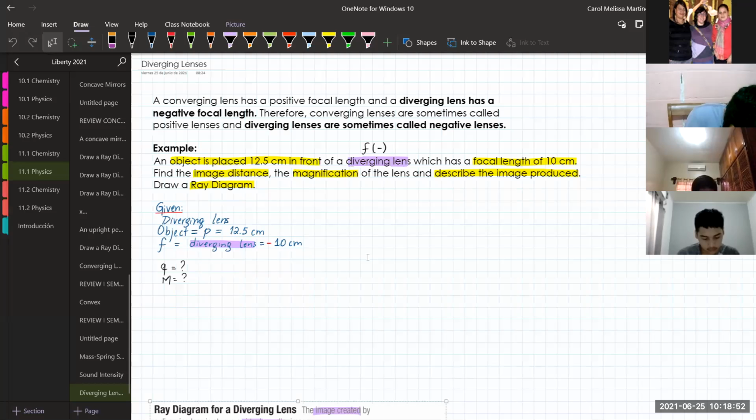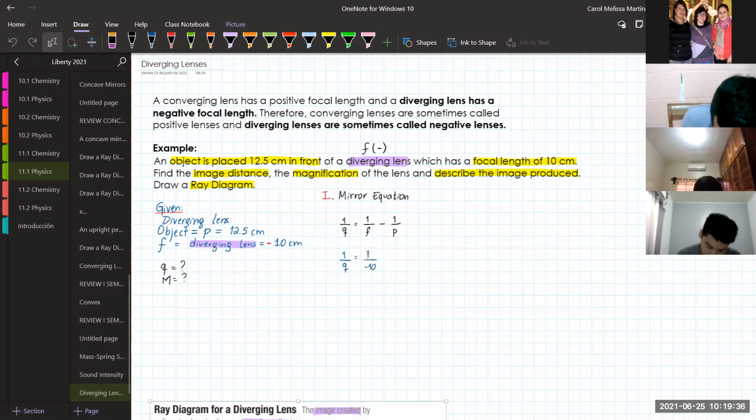So in the first step, as usual, we're going to be using the mirror equation. I mean, all these processes are very similar. If you understood how to do the mirrors, you understand lenses, okay? So the mirror equation says that 1 over the image distance Q is equal to 1 over the focal length minus 1 over the object's position. We substitute by the givens and we have that 1 over Q is equal to 1 over the focal, that is 1 over negative 10, minus 1 over the object's position, that is 12.5.